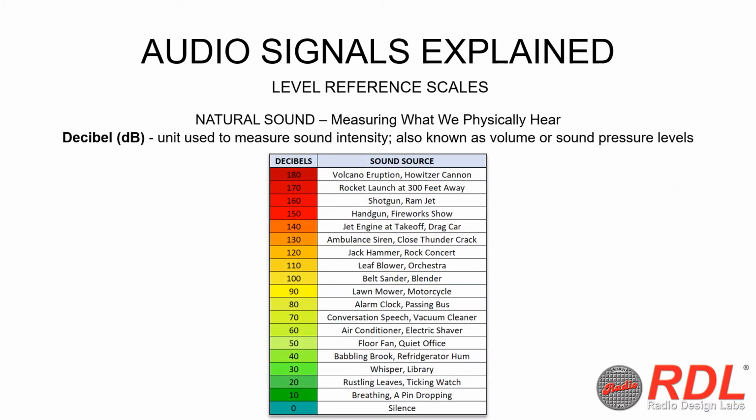To fully understand the differences between signal levels or signal intensities, you should first have a basic understanding of signal levels and how they're measured. I'll start with what we hear. When we reference changes in natural sound intensity, also known as volume or sound pressure levels, we use a scale called decibels. Decibels, represented by the symbol dB, is a logarithmic scale that's based on perceived sound intensity.